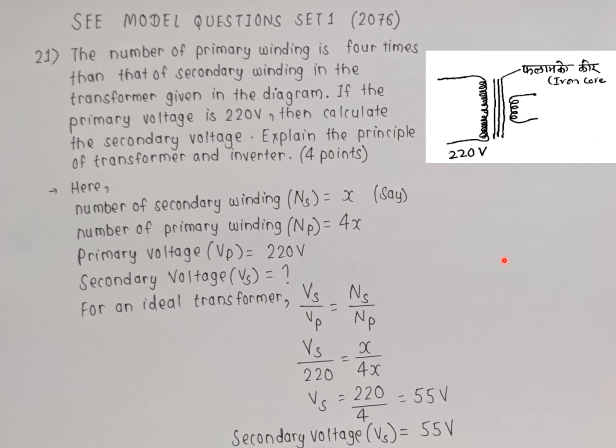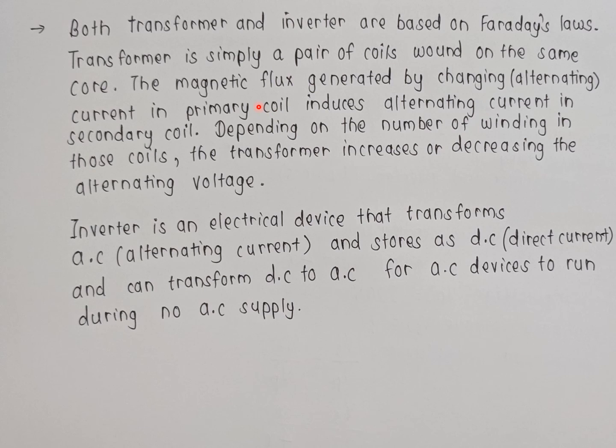Let's move on to the other parts of the question. The principle of transformer and inverter. Both transformer and inverter, one way or the other, are based on Faraday's laws. A transformer, as you saw, is simply a pair of coils wound on the same core. The magnetic flux generated by changing or alternating current in the primary coil induces alternating current in the secondary coil. Depending on the number of windings in those coils, the transformer increases or decreases the alternating voltage.